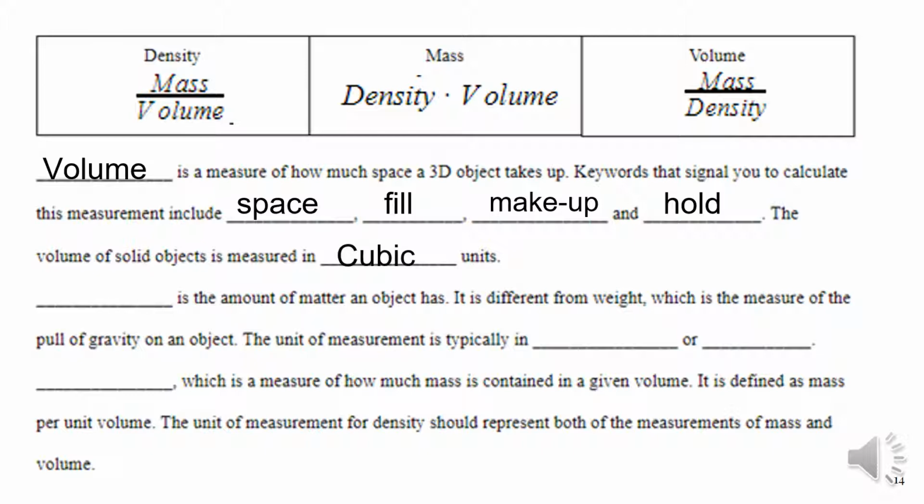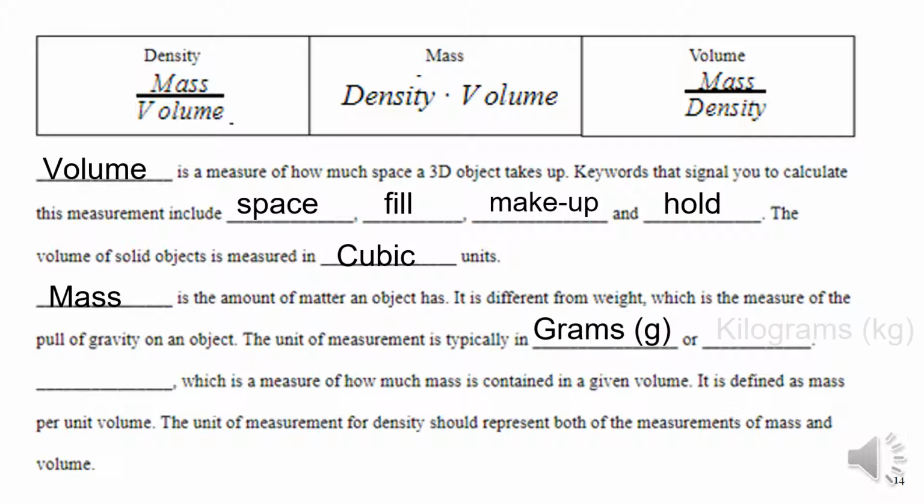The volume of a solid is measured in cubic units, centimeters cubed, inches cubed, etc. Mass is the amount of matter that an object has. It is different than weight, which is the measure of the pull of gravity on an object. Your weight will change depending on where you are, Earth or the moon, but your mass will not.